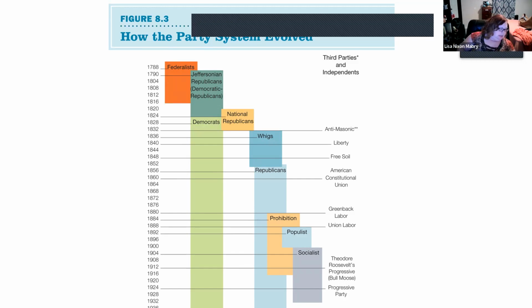Let's see. So the Federalists also wanted to forgive Revolutionary War debts from the states.